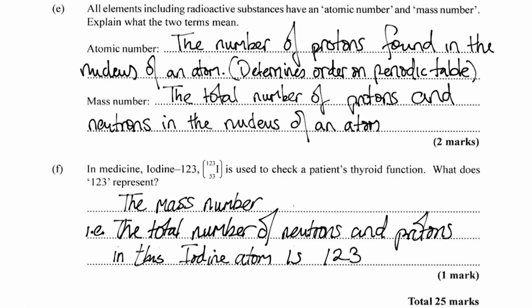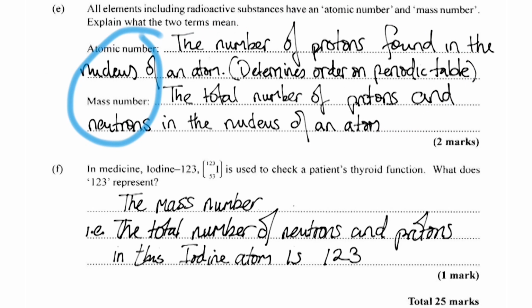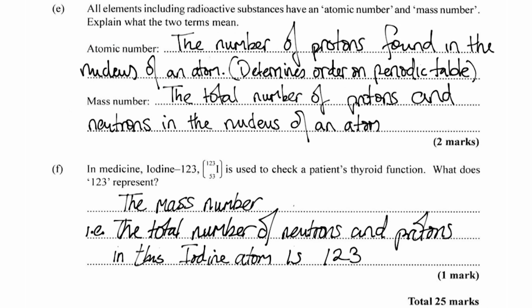Let's go on. All elements including radioactive substances have an atomic number and a mass number. Explain what the two are: the definition of atomic number and the definition of mass number. Check your textbook, go and read everything on this right now. That's how you should be reviewing it. As soon as you see something, go and review it now.